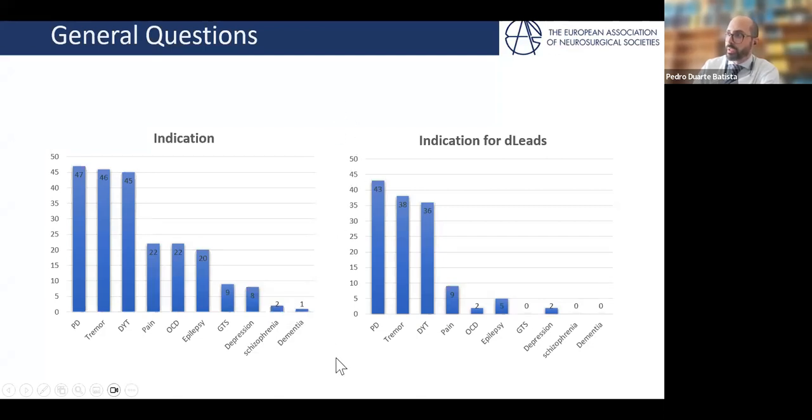Then we compared it with what indications they use directional leads for. Here we see some changes, because most of the respondents said that they think movement disorders are the best indications to implant directional leads, for Parkinson's, tremor, dystonia, and all the other indications fell.